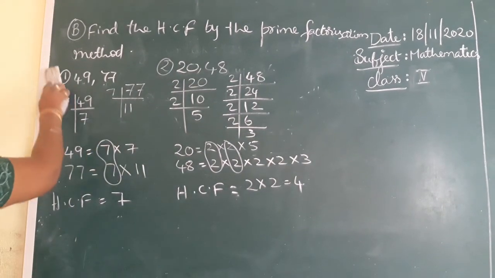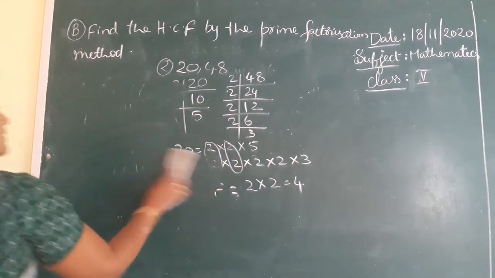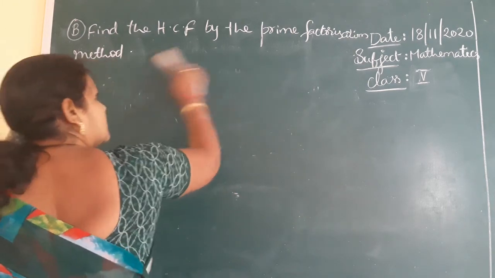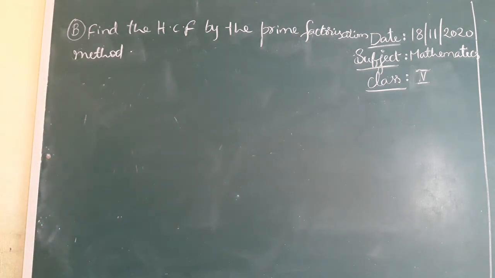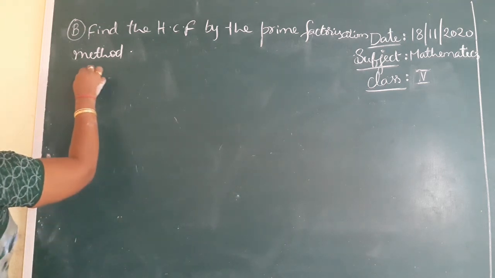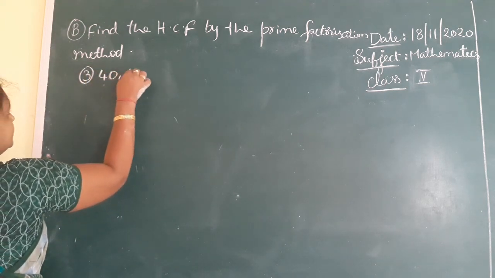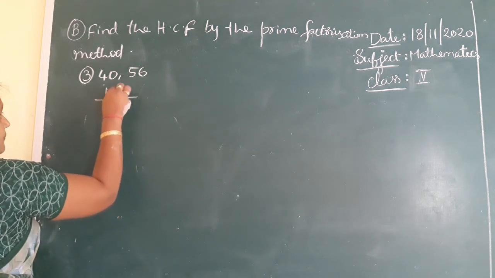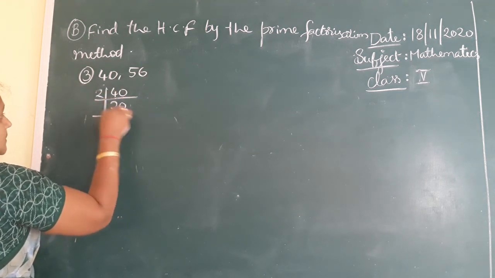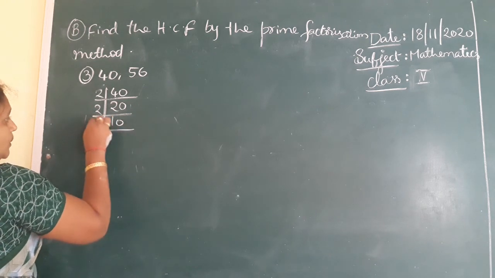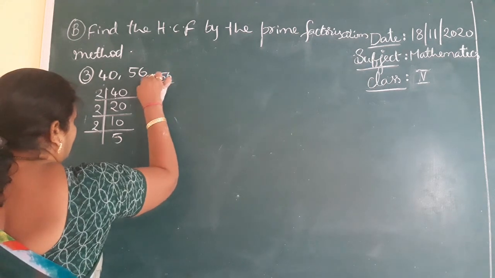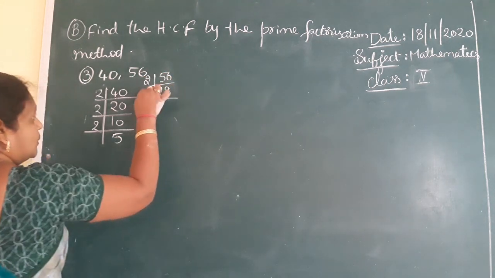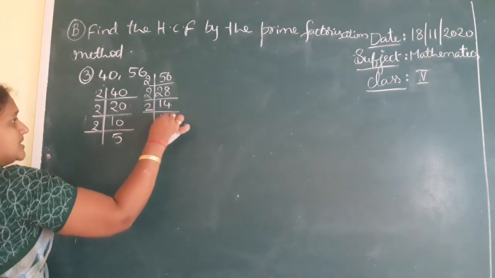Okay children. Next one. 40, 56. Third one. Write the prime factorization for 40. 2 twenties, 2 tens, 2 fives. So 56 prime factorization. 2 28s. Next, 2 14s, 2 7s.